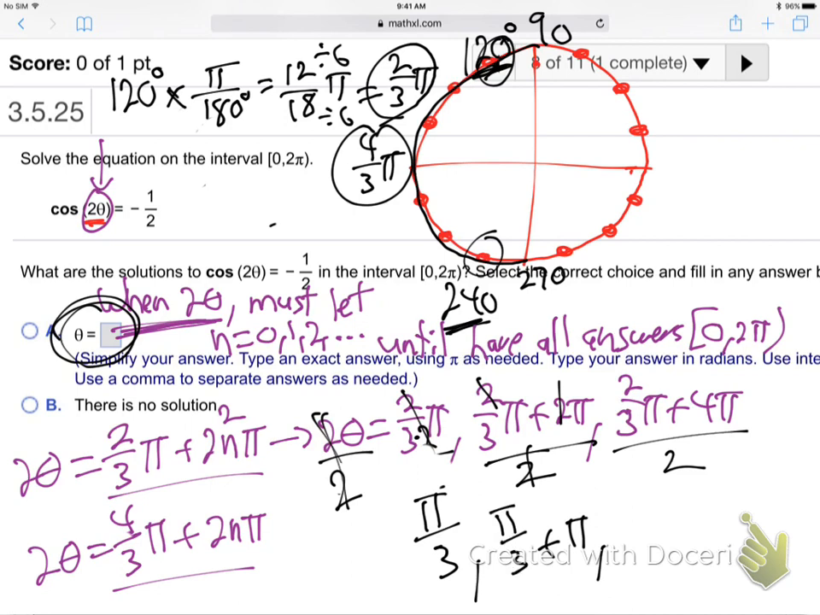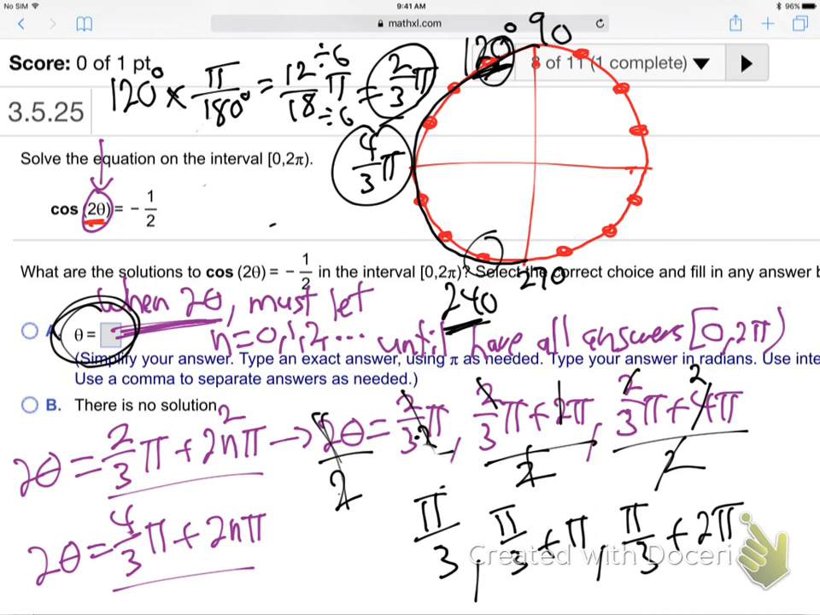Good so far? I divided by 2, canceled both those out. Same thing here. Divide by 2. This becomes pi over 3 plus 2 pi. You with me? Everybody see what I'm doing there? I'm dividing each of those 3 answers by 2. And how did I get those answers again?